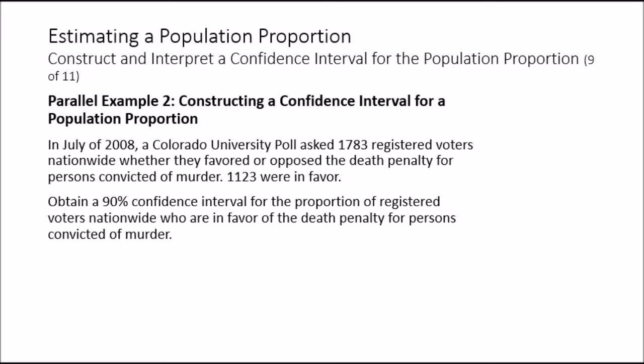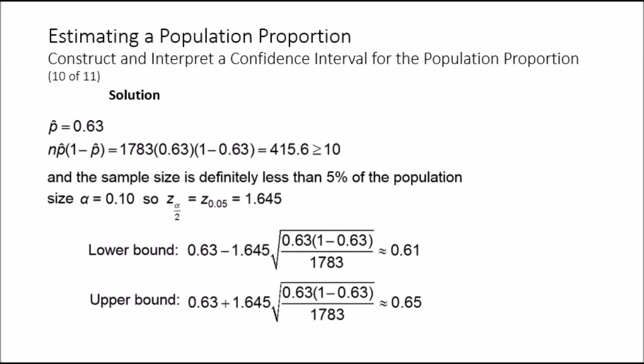1,123 were in favor. Obtain a 90% confidence interval for the proportion of registered voters nationwide who are in favor of the death penalty for persons convicted of murder. First, we want to obtain a point estimate, which is p hat. P hat is equal to 0.63. We computed this previously, and we want to check whether the distribution is normal or not.